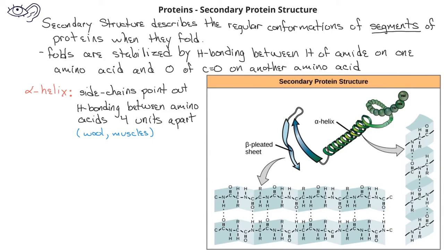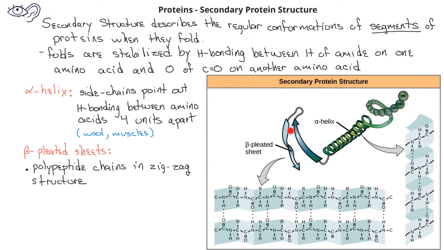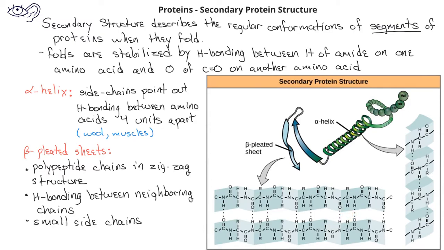Beta pleated sheets have polypeptide chains that are in a zigzag structure. Hydrogen bonding between neighboring chains helps keep this structure together. In beta pleated sheets, the side chain groups are typically very small, and overall, the beta pleated sheet gives the structure a very rigid form. Silk is one example of a protein that has a significant number of beta pleated sheets comprising its secondary structure.